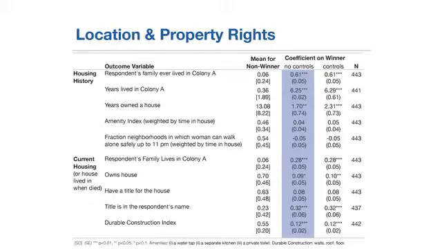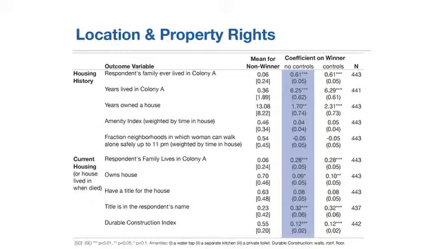The years that they've owned a house is also a little bit higher. And this one, the amenity index, is over the past 15 years, weighted by the time that they're in the house. There's no difference. And the fraction of neighborhoods in which a woman can walk alone safely up to 11 p.m. is just a measure of safety, some measure of neighborhood quality, and there's no difference there. So we do see a difference in actually relocating and years owning a house, but nothing really in the kind of neighborhood characteristics.